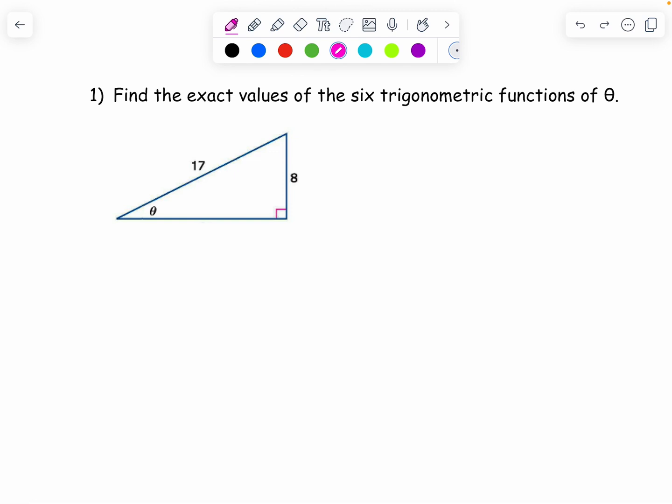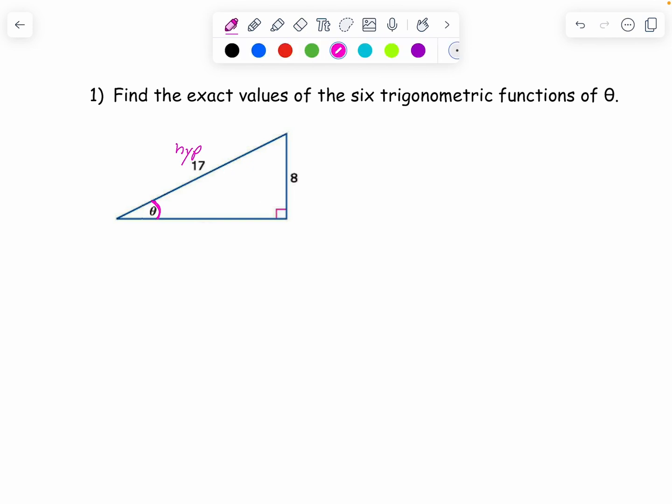All right, so we want to find the exact values of the 6 trig functions of theta. So theta is right here. So this is the angle that they have labeled as theta. So we want to go ahead and label our hypotenuse first because that one is always the same. So our right angle is here, and across from that, that means this is going to be my hypotenuse.